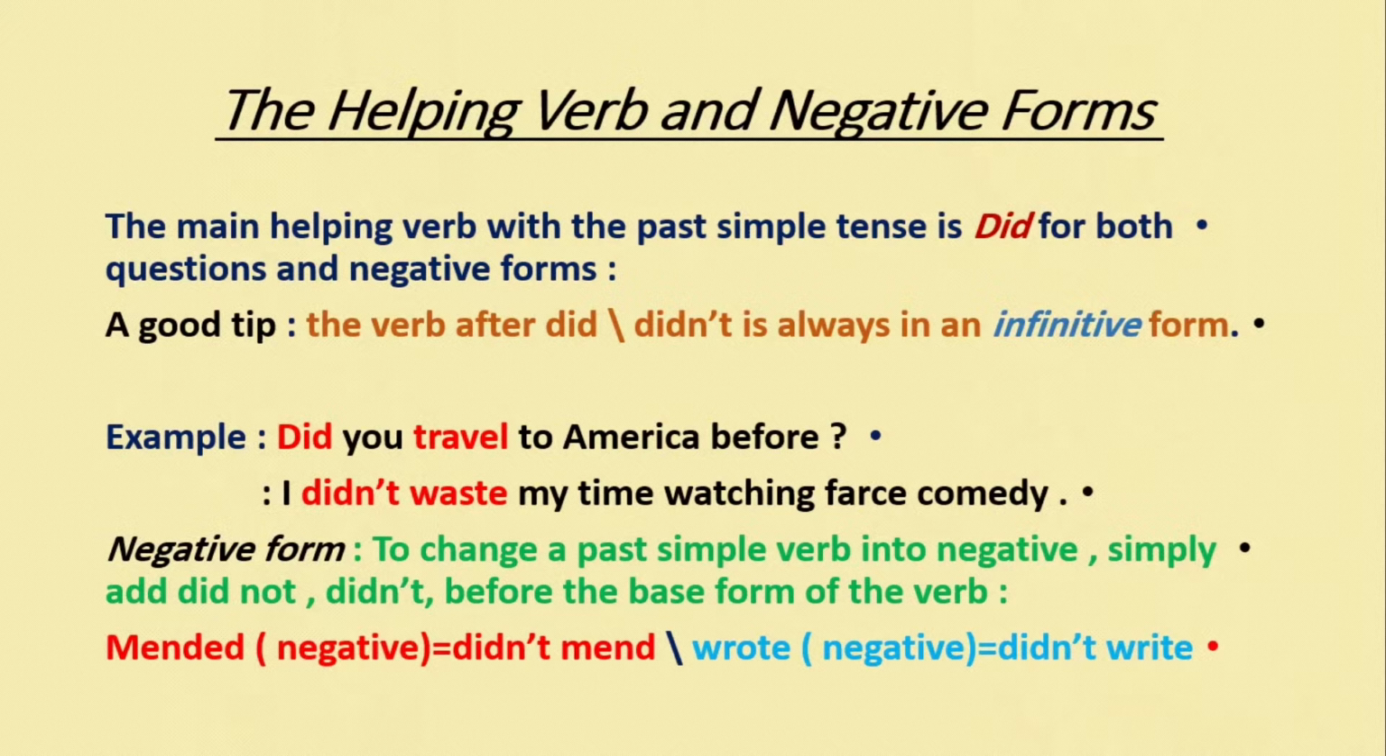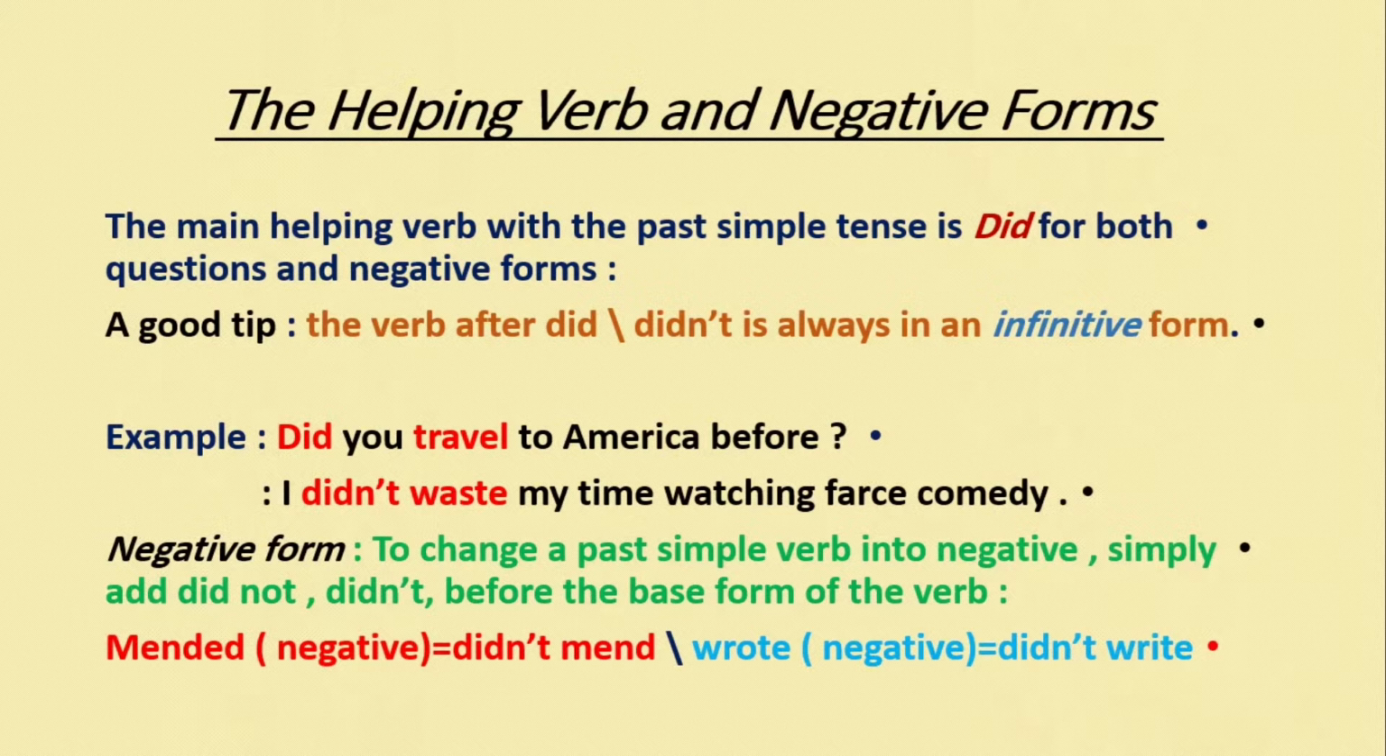And remember, my friends, that when we use did or didn't, they must be followed by infinitive forms of the verb. So we can say, for example, did you travel? Did travel, a base form. I didn't waste my time watching fast comedy. Didn't waste: did not or didn't, and a base form of the verb, that is waste.